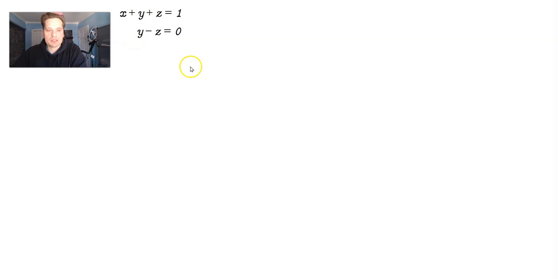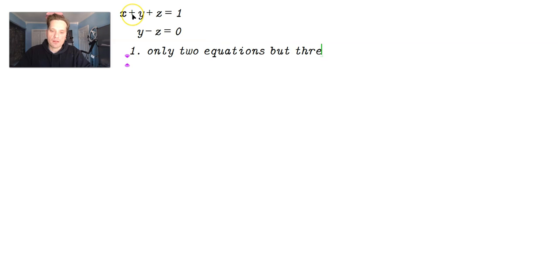So here we have a system: x plus y plus z equals 1 and y minus z equals 0. So let's make some observations about this system. First of all, notice the following: only two equations, but three variables. That tells us something important already. So what does that tell us?